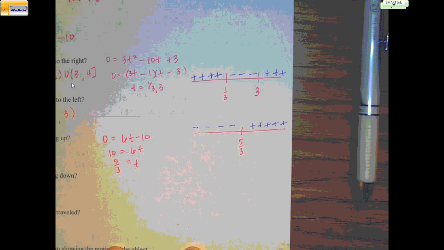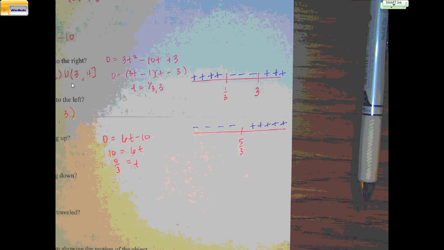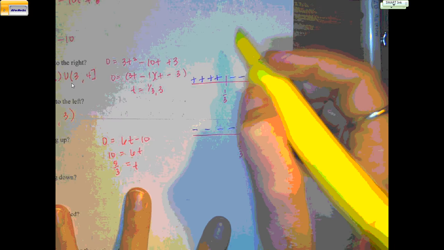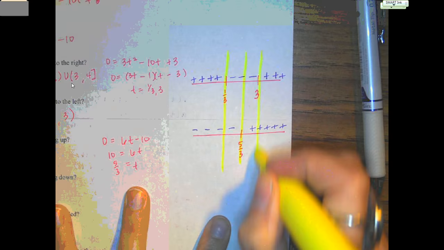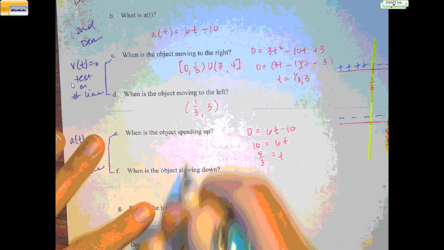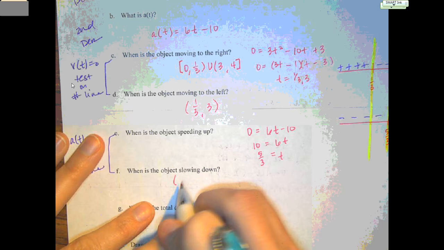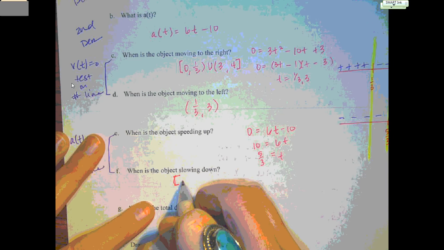Now to check speeding up and slowing down, I have to see when those signs match and when they are different. So visually, just to help me out, I'm going to draw some vertical lines everywhere the velocity or the acceleration changes. Now when I look from 0 to a third, the numbers are different, so it must be slowing down. So that would be, sorry, bracket 0 to 1/3.